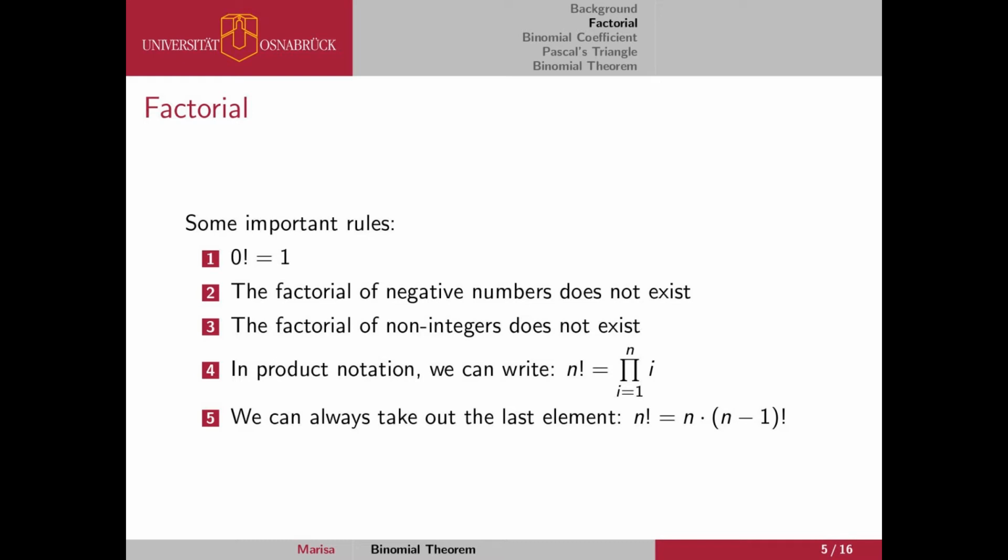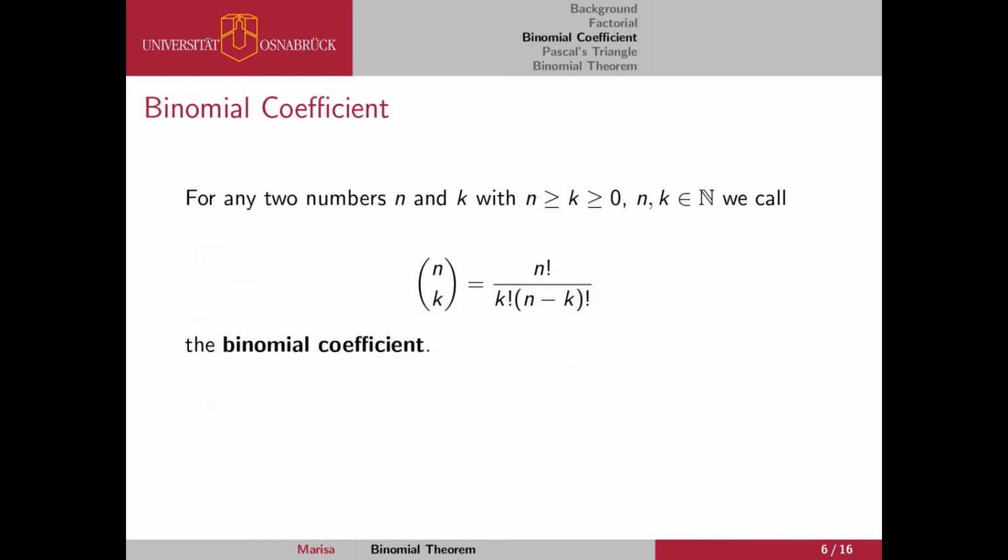Let's move on to the binomial coefficient now. For any two numbers n and k, with n bigger or equal to k, and k being bigger or equal to 0, with both n and k being elements of the natural numbers, we call n over k the binomial coefficient. So while we say n over k, they are written inside of parentheses, and on top you have n, and below you have the k. Per definition of the binomial coefficient, n over k is defined as n factorial divided by k factorial times n minus k factorial. Let us take a look at some examples.